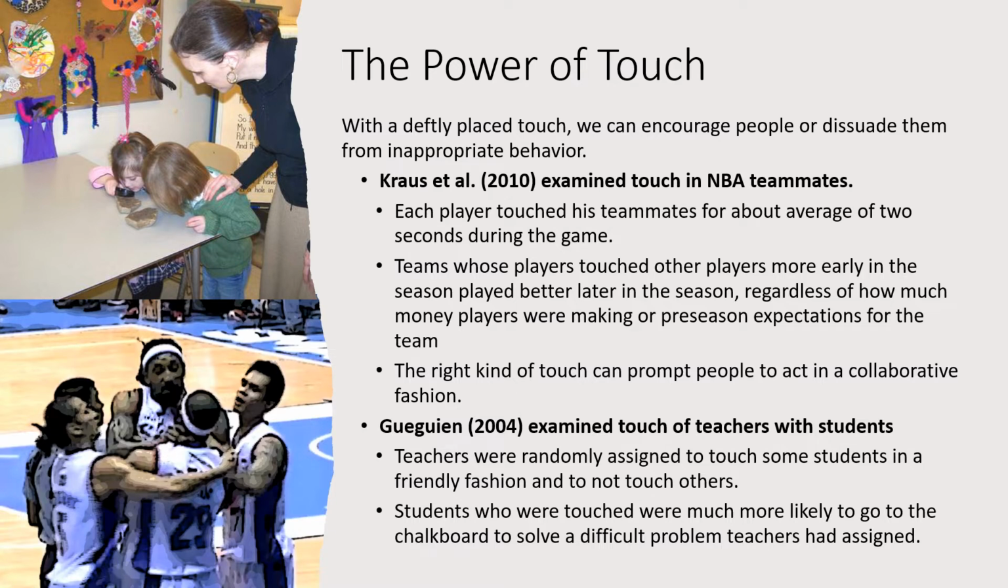So two settings in which this was investigated that are from your book that I'm highlighting for you. Krauss et al. examined touch in NBA teammates. They observed that each player touched his teammates for an average of about 2 seconds during the game, so not much. And nevertheless, the teams whose players touched other players more early in the season played better later in the season. And this is regardless of how much money the players were making and regardless of their preseason expectations for the team. So this touch was related to sort of a bonding or a formation of a close team energy.